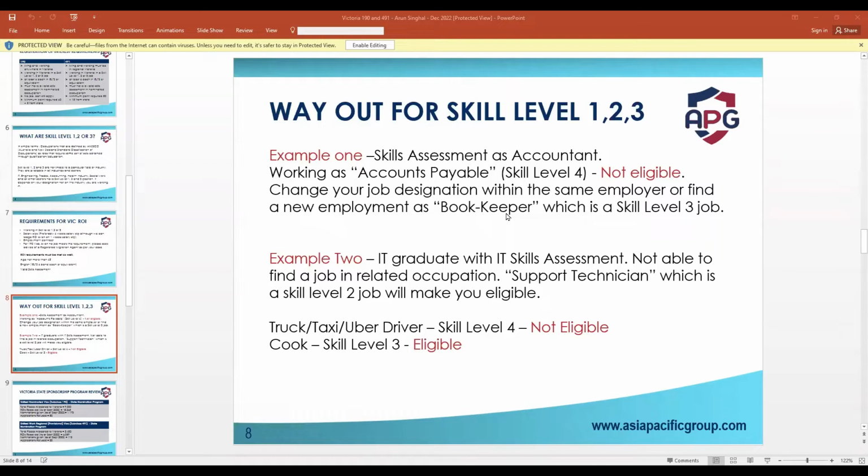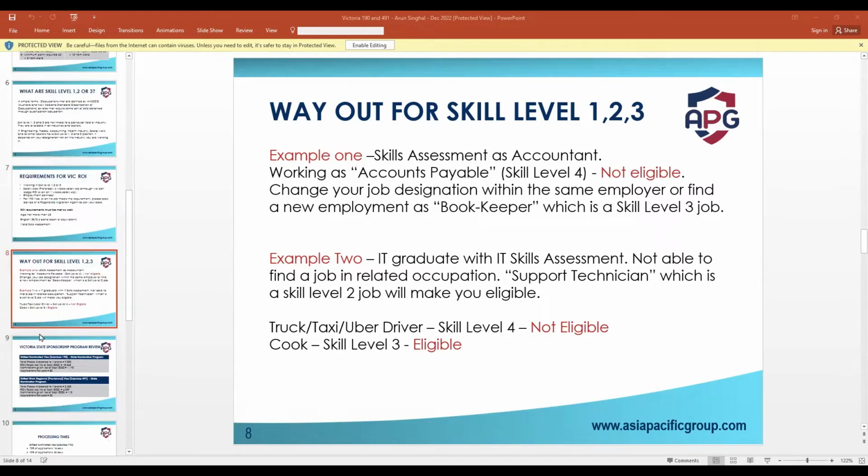Second example is an IT graduate, software engineer, or a web developer, who is not doing the job in their occupation. Support technician will do, because it's a skill level 2 job as per ANZSCO. We get many queries like truck driver, taxi driver, Uber driver. So it comes under skill level 4. So they are not eligible as a skilled employee. Cook is eligible, it comes under skill level 3.